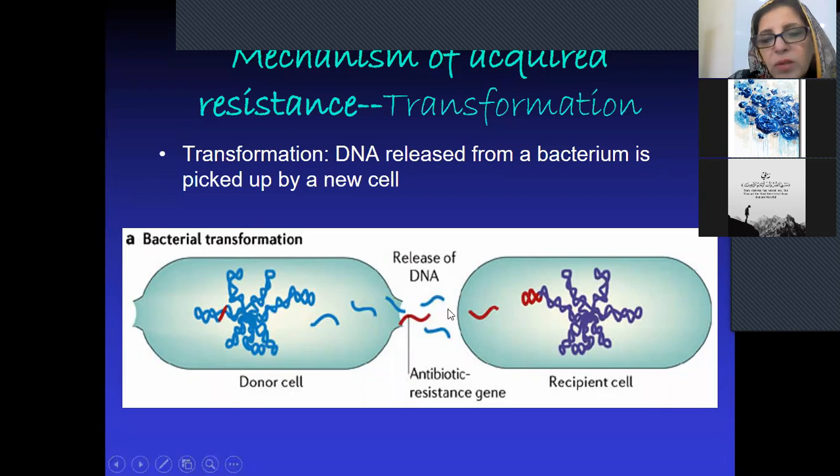And this antibiotic resistant gene can then be taken up by another bacterial cell and it becomes a part of the DNA of that bacteria. And then this bacteria will become resistant to the antibiotic. And this is one way in which the bacteria transfers its resistance from one bacterial cell to another.